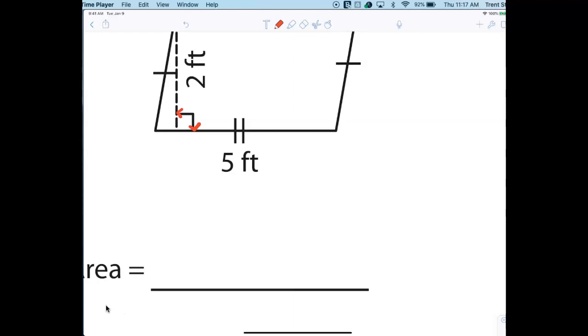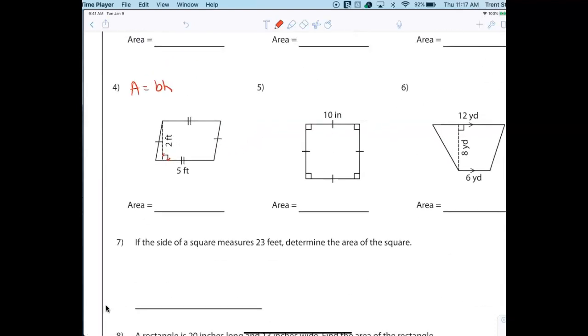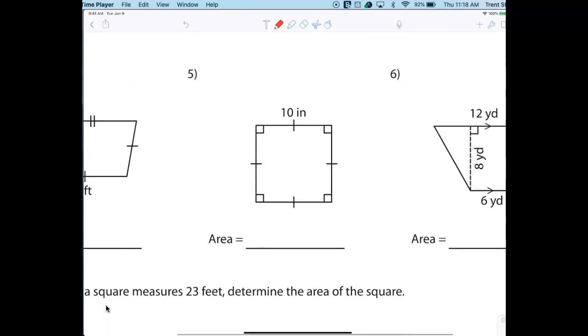Do you care if we use like that? Well, I'm putting what's traditionally used. All right, if you choose LW, I don't really care. But I won't say LW, I will say base times height. Okay, the next shape is called a what?